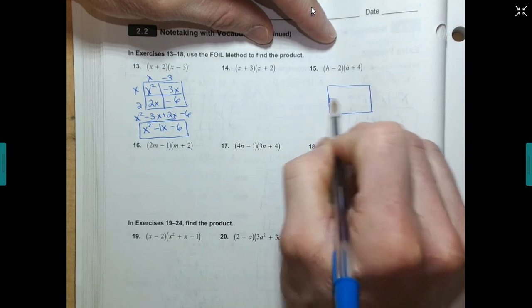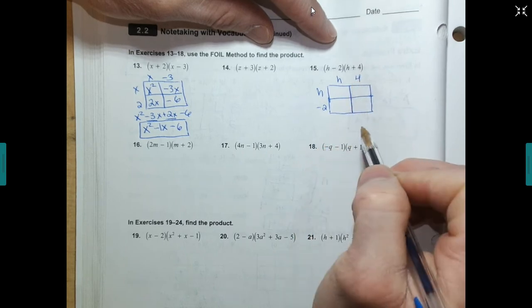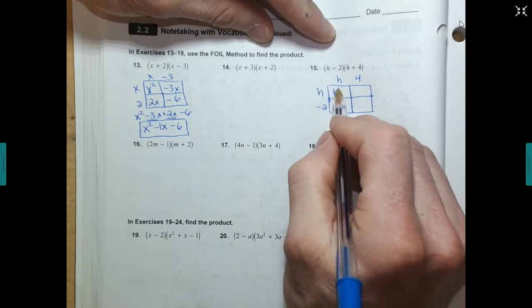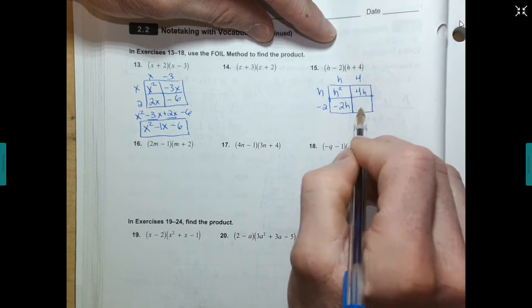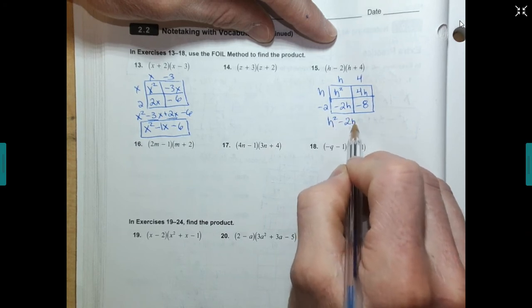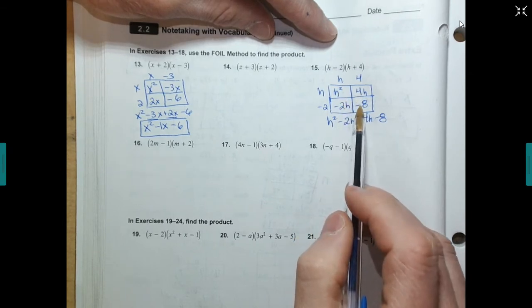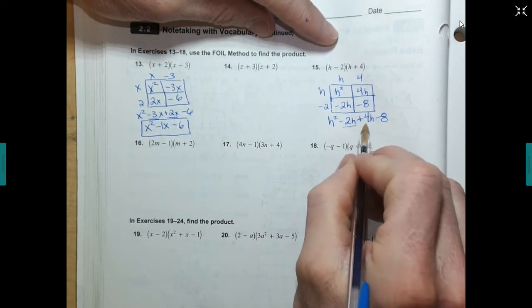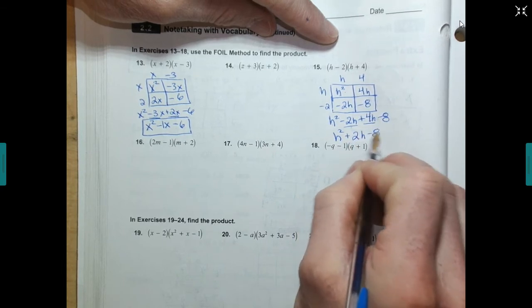Again, boxcar trolls. H and a negative 2. H and a positive 4. So I have h squared, negative 2h, 4h, negative 8. So I have h squared minus 2h plus 4h minus 8. So you notice I have 1, 2, 3, 4 squares. So I should have 1, 2, 3, 4 numbers. Combine my two like terms. I have h squared plus 2h minus 8.